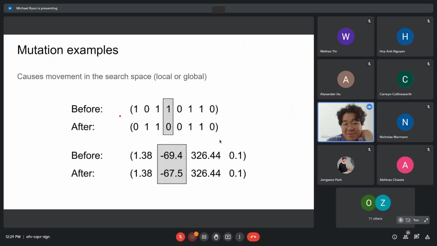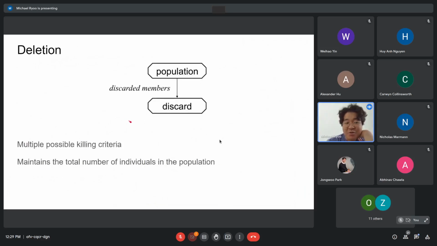Okay, so that was a brief overview of an evolutionary algorithm. One more thing: if we just keep generating children, the population will consistently grow. So we need to maintain the size of the population, and that can be done by discarding members. There are multiple possible killing criteria, such as killing the oldest individual or killing the individual with the lowest score, and so on.